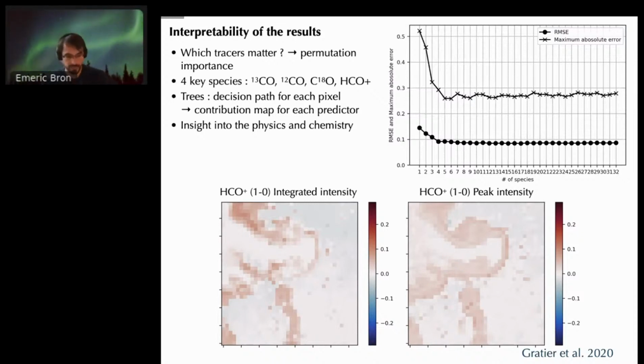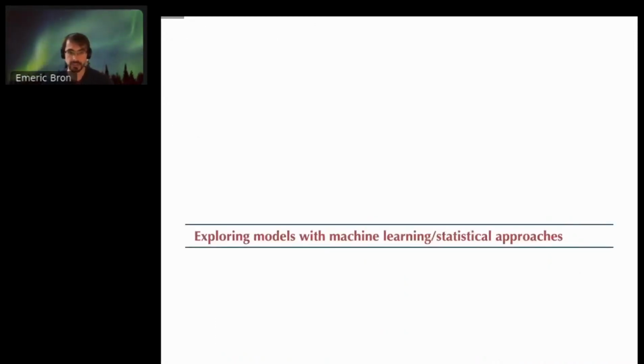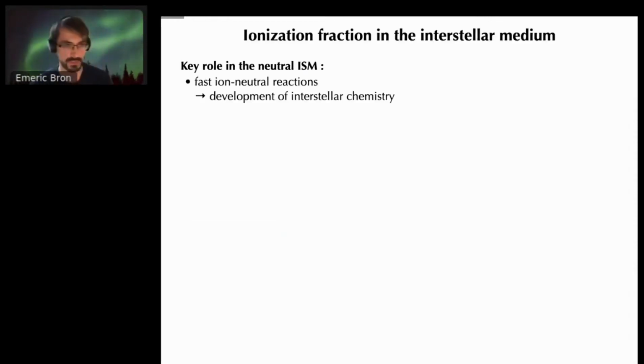So what I presented so far were applications of machine learning methods to observational data. I will move in this last part to an example of what we can do with machine learning methods when applied to data sets that result from astrophysical models. For this, I will show work that we did on a very specific question, which is how to estimate the ionization fraction in the interstellar medium.